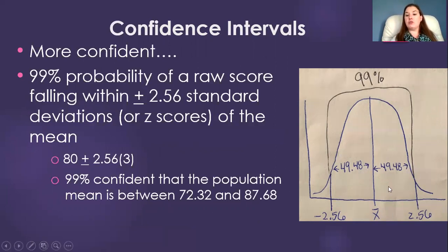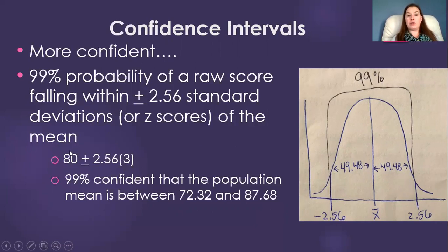So instead of now using a z-score of 1.96, we're using a z-score of 2.56. A z-score of 2.56 is associated with 49.48% of all values between that z-score and the mean. So 49.48 times 2 is 99% of all values. So if we have a sample mean and a sample standard deviation, we can figure out we're 99% confident that the population mean is going to be between what value and what value.